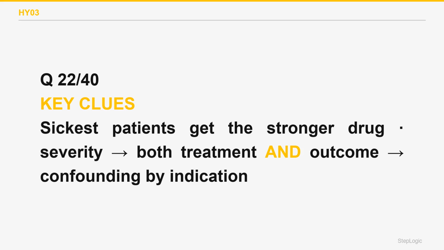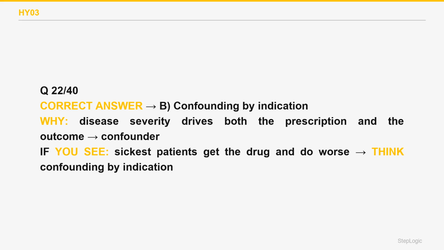Confounding by indication is a special confounding where the clinical reason for prescribing a treatment, here greater disease severity, independently affects the outcome. The sickest patients get the stronger drug and do worse because they were sicker to begin with, making the drug look harmful. Severity is associated with both the treatment and the outcome. The classic confounder pattern. The correct answer is B.